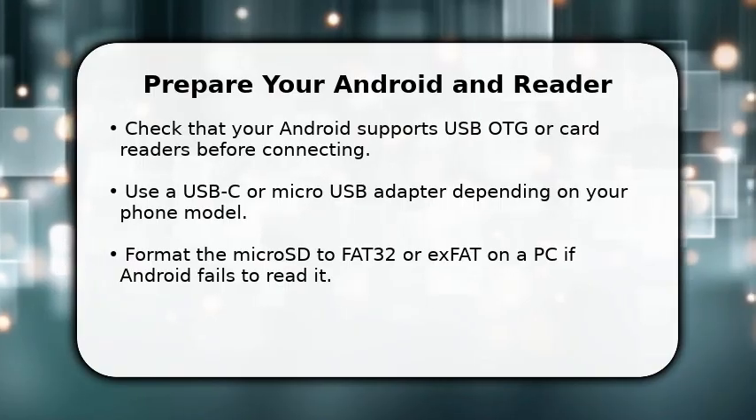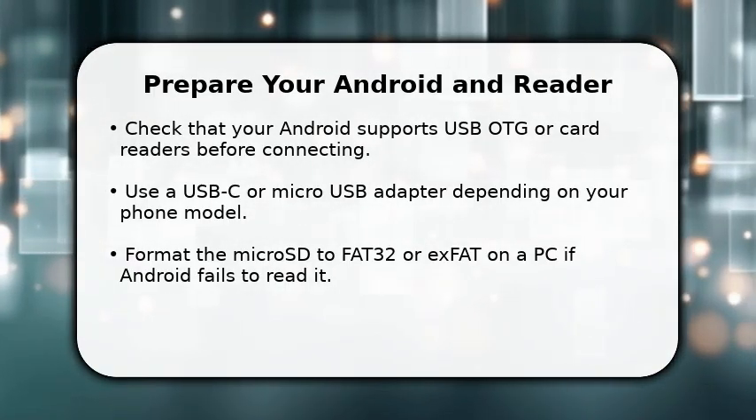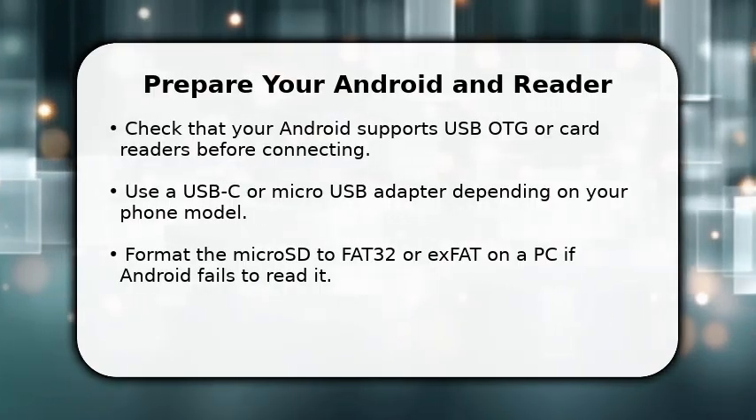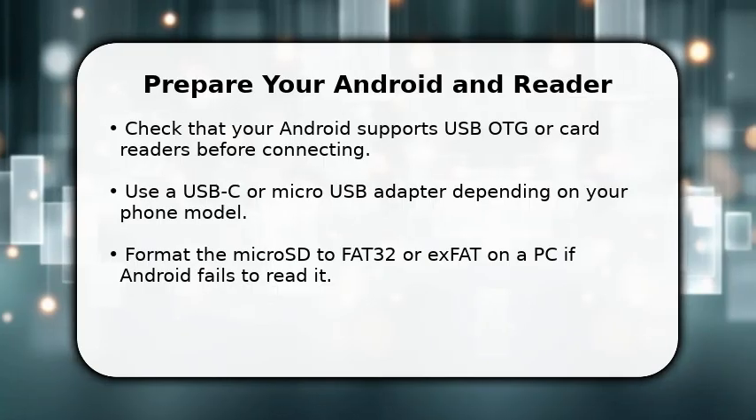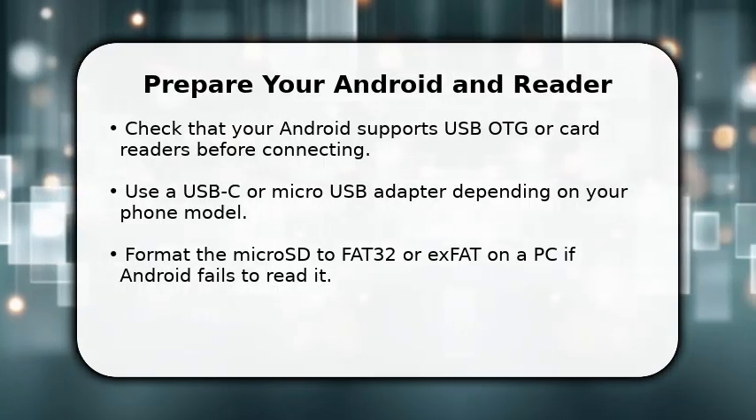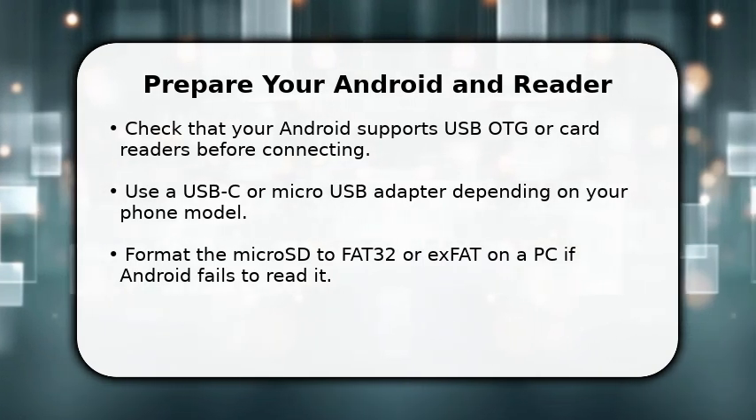Next, gather a compatible card reader and the correct adapter for USB-C or micro USB. Inspect the micro SD card for physical damage and note the card capacity in GB. If Android does not detect the card, format the micro SD to FAT32 or exFAT.